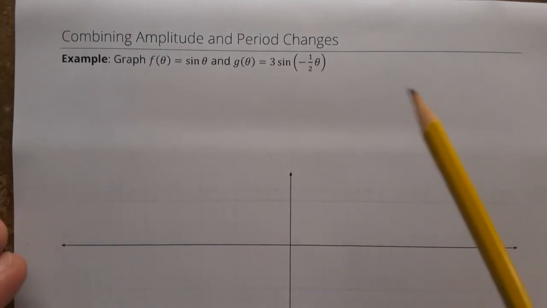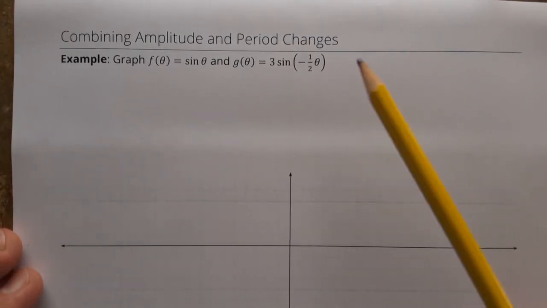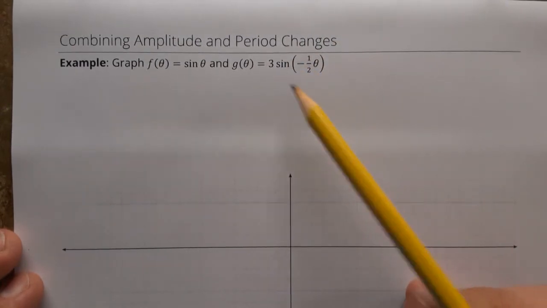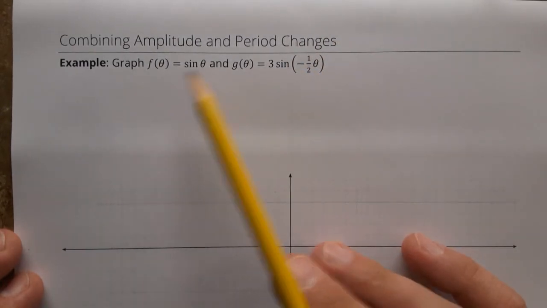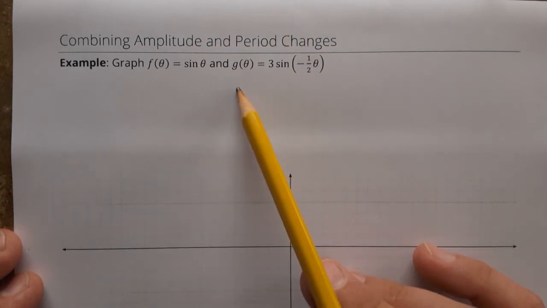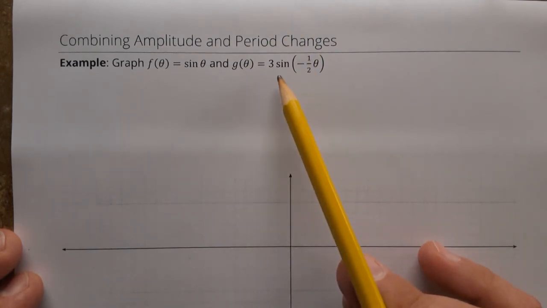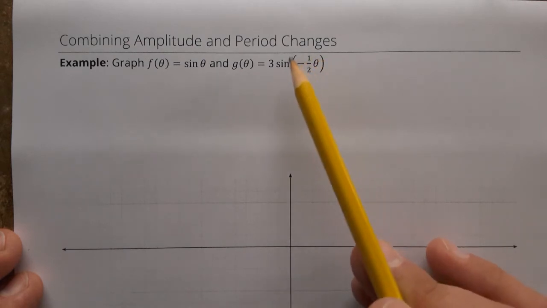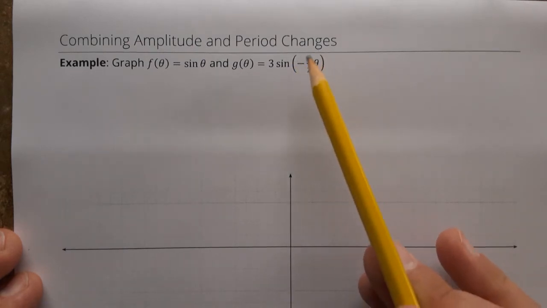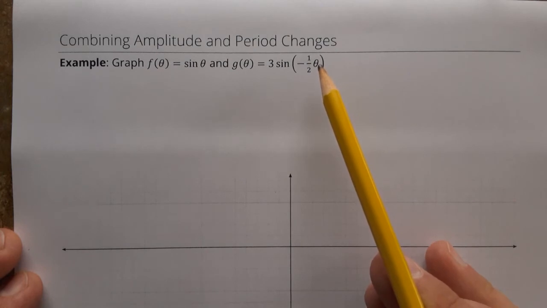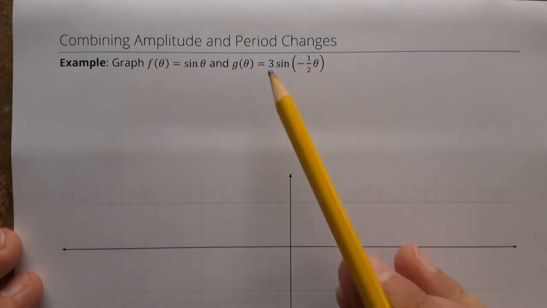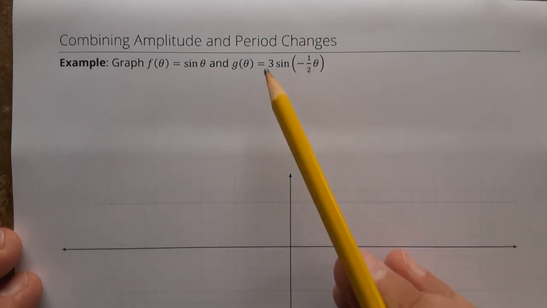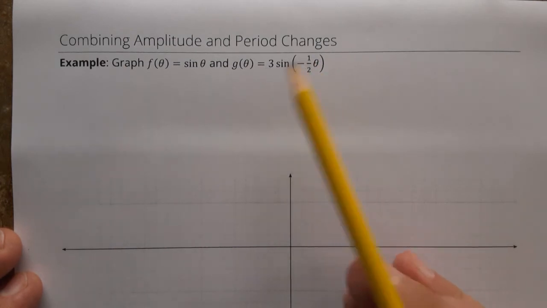So what happens when we want to combine amplitude and period changes? Well, that will be something like this, and we are going to graph this one together. Here we have f of theta is sine of theta, and g of theta is 3 times sine of negative 1/2 theta. So this is our horizontal change in here because we're changing the angle before we evaluate the function. The vertical change happens outside of the function. Horizontal changes in the brackets, vertical changes are on the outside.